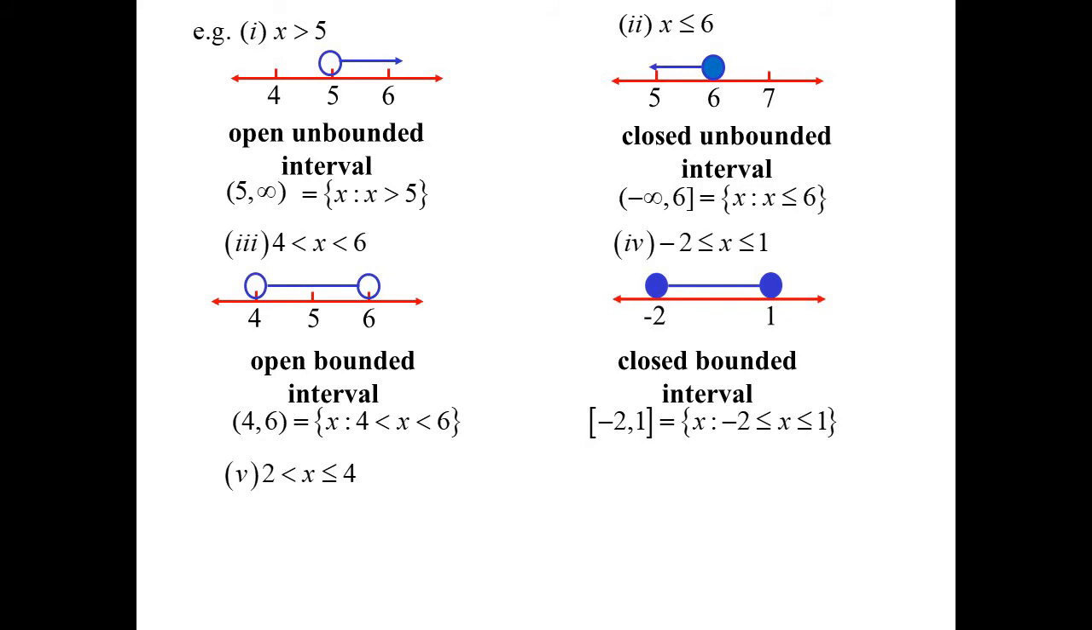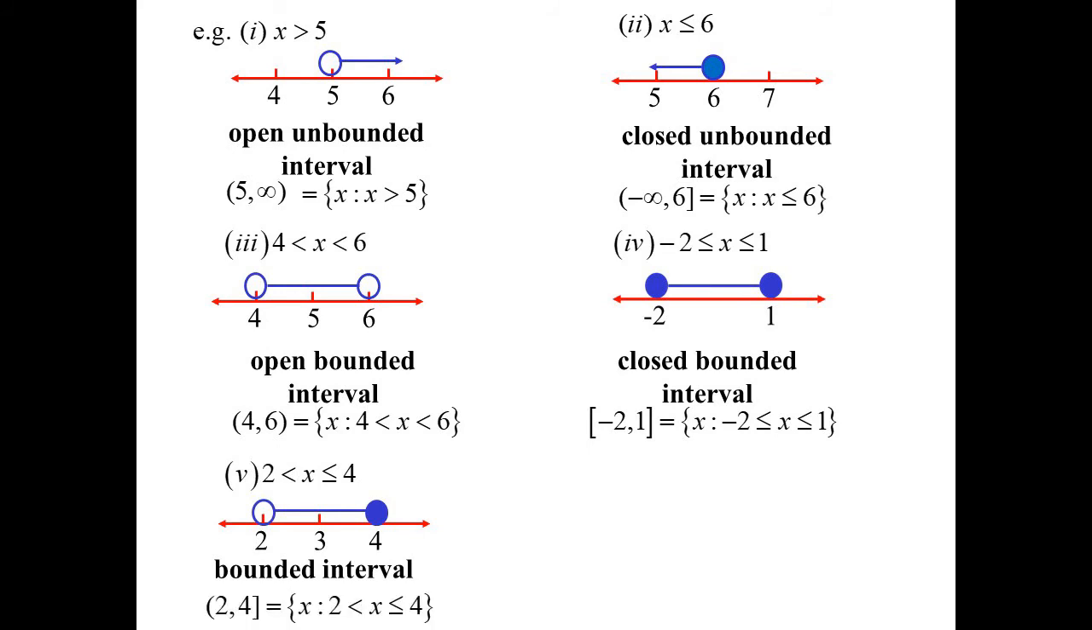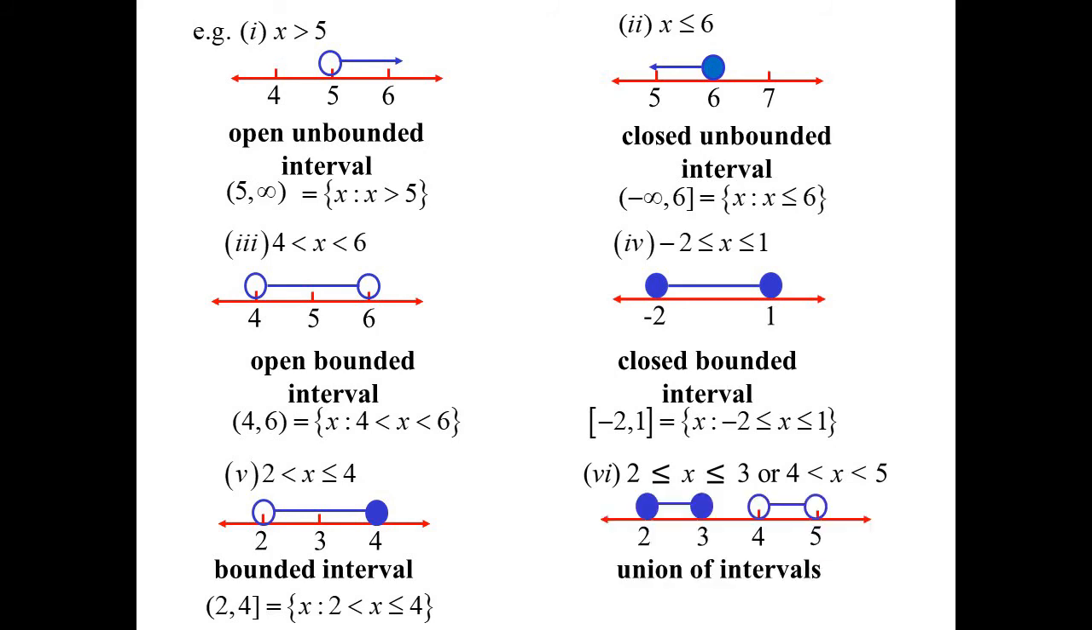Okay, what about one where one endpoint's included and the other's not? So that's just a bounded interval. We don't call it open, we don't call it closed. We just say that's a bounded interval. And ones like this, so it's got a couple of solutions. Well, that's just the union of two intervals. And so we write that with the union symbol. We're saying it's these two intervals, the union of them.